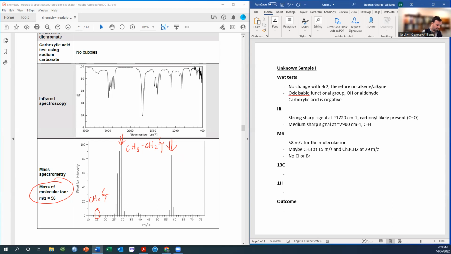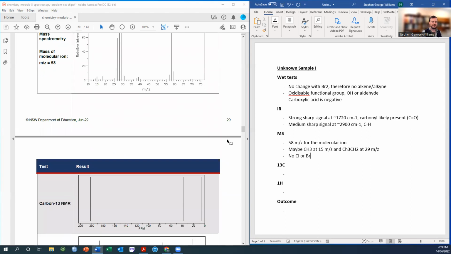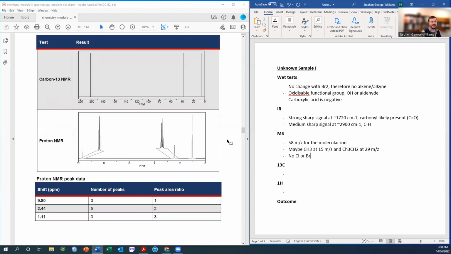So now we're going to move on to the NMR. At this point, I don't have a lot. I simply know that there's a carbonyl around, there's another carboxylic acid, and there's no halide. But by the time I'm done with the carbon NMR itself, I'm actually going to be able to say a lot, even before I go anywhere near the proton NMR.